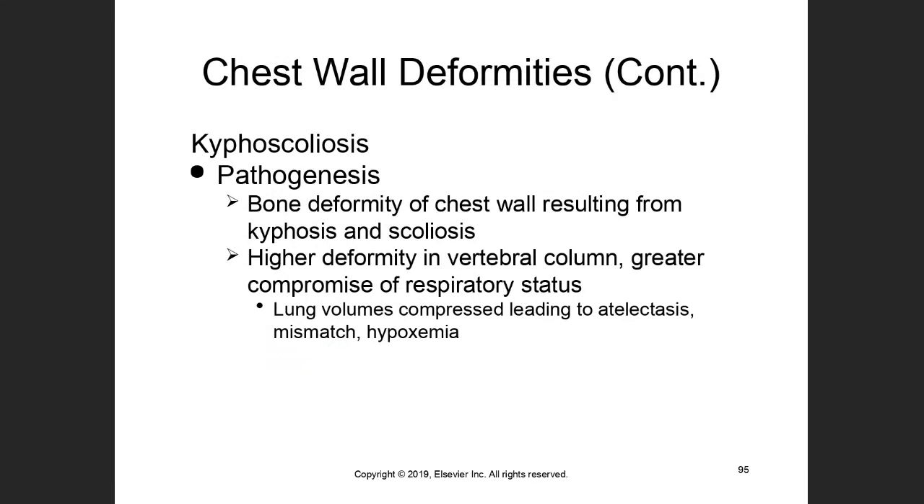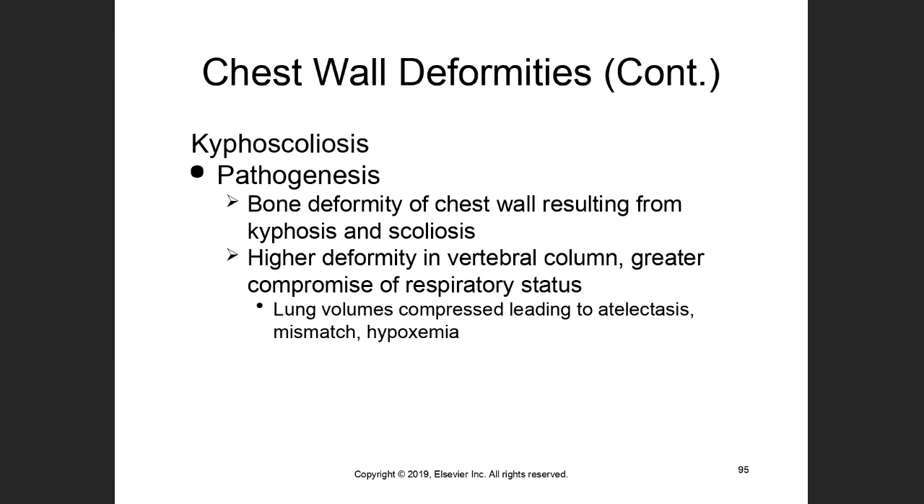Pathogenesis: bone deformity and chest wall deformity resulting from kyphosis and scoliosis. This condition is really common in females. Then you have to measure the severity, the amount of deviation of the vertebral column, and the treatment depends on the amount of deviation. If the deviation is extremely severe, that can produce lung restrictions, lung problems, and then you have to do a surgery in those patients.